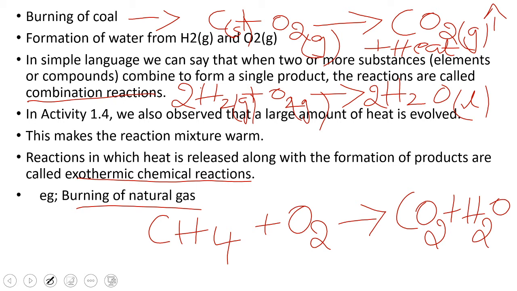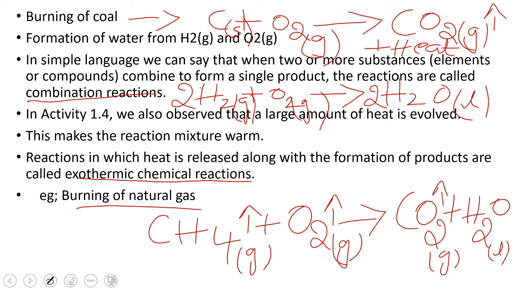Methane is a gas, and oxygen is also a gas, because I have given natural gas, no? Carbon dioxide is a gas and water is a liquid, right? So if you want to balance the equation, because this is not a balanced equation, here 4 hydrogens are there, but here 2 hydrogens are there, and here 3 oxygens are there.